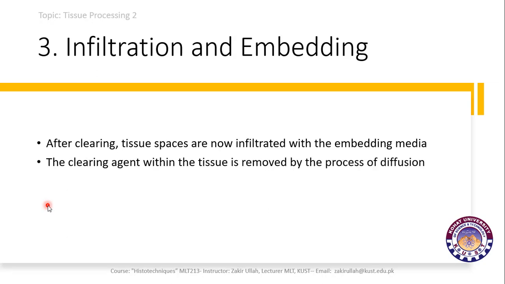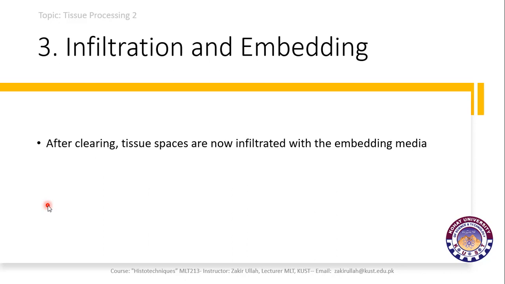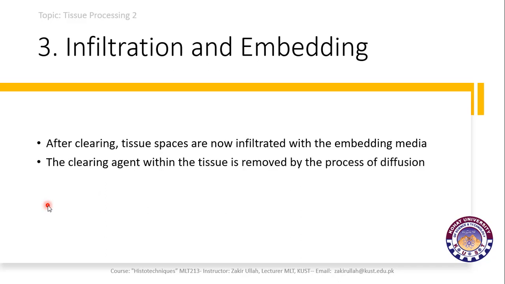So, infiltration and embedding is the third step in tissue processing. After clearing, the tissue spaces are now infiltrated with the embedding medium, because dead spaces must be filled, otherwise the tissue may shrink and its structure may be deformed. So, this embedding medium is important. The clearing agent within the tissue is removed by the process of diffusion.